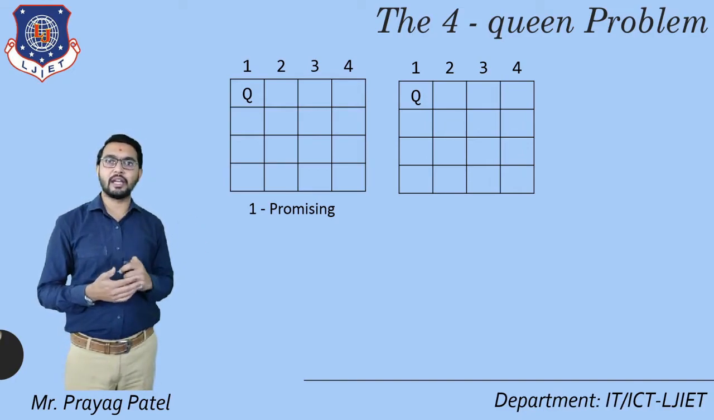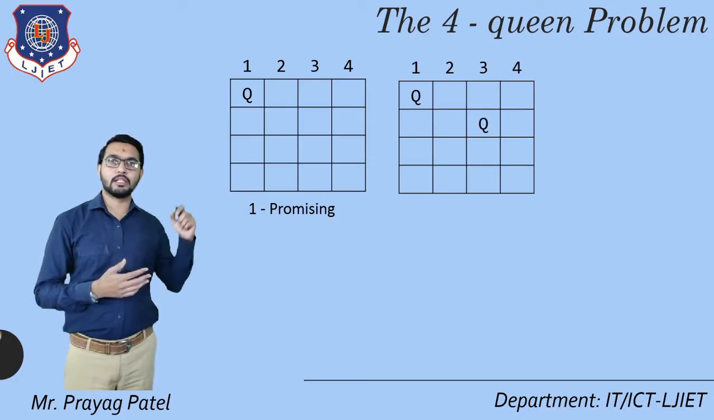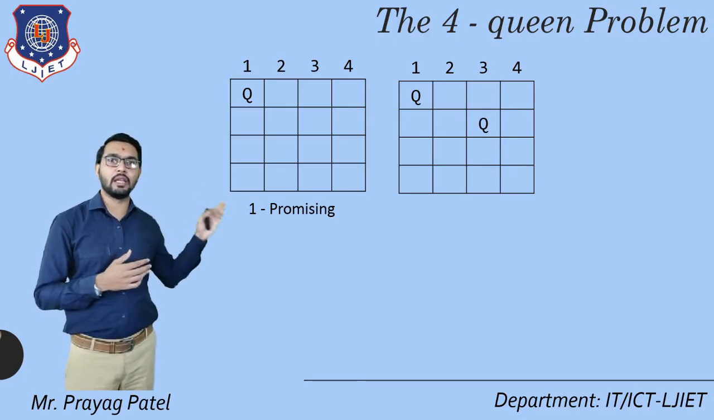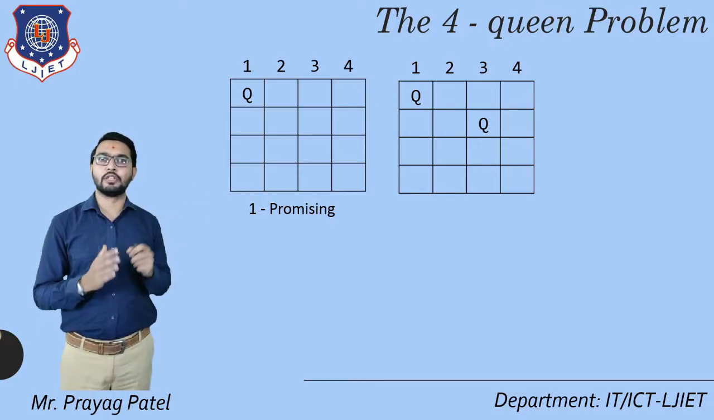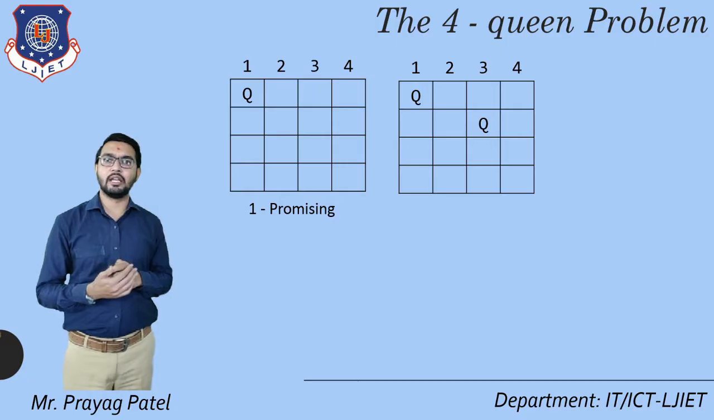Now consider the second row and third column. Here at the third column, no column is the same and no diagonal is the same. So we can say that the third position is proper. So here location 2 3 is possible.